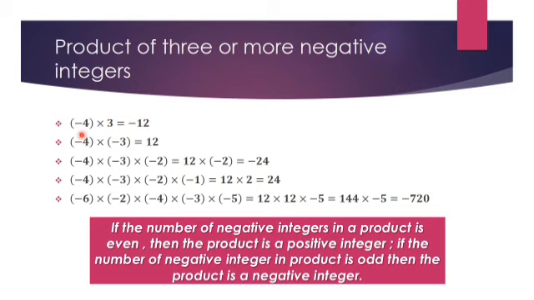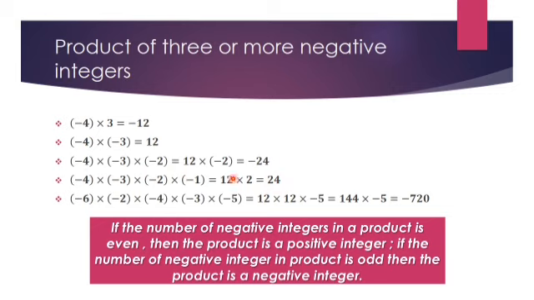Then the second case, the number of negative integers is 2: minus 4, minus 3. Two numbers are negative, then we get a positive. And also the third one, the number of negative integers is 3, we get negative. And when the number of negative integers is 4, we get positive.